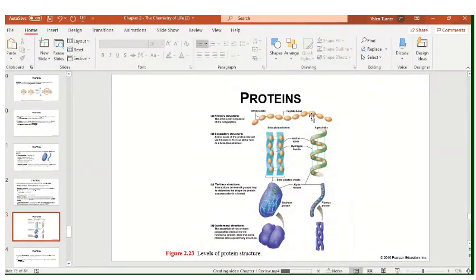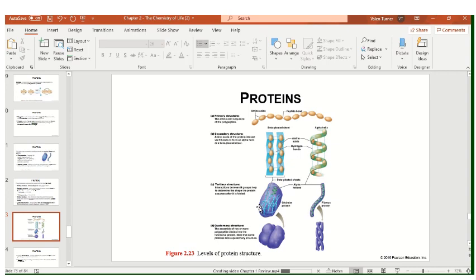Your primary level is just a linear sequence of amino acids, a string of amino acids, kind of like pearls on a string, all held together by peptide bonds. Your secondary level is what you do to the primary. If you take your primary level and bend it, fold it into what we call a beta-pleated sheet, or twirl it like a ribbon into an alpha helix, that is your secondary level.